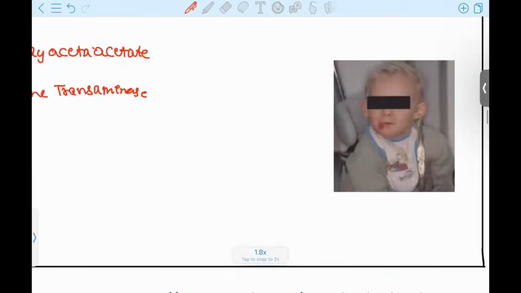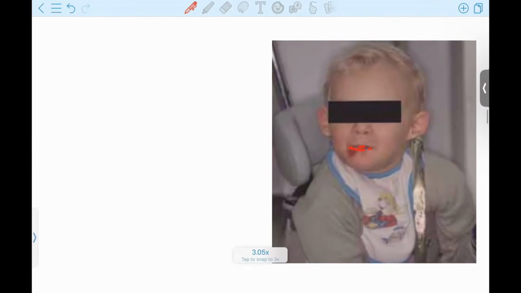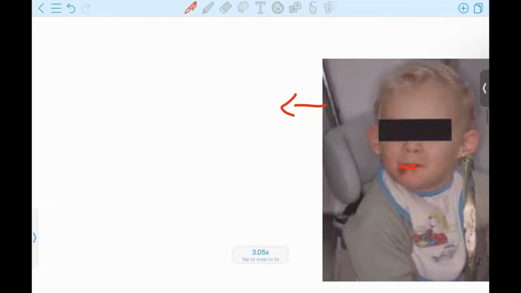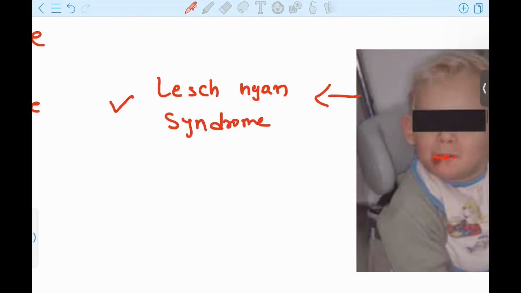And in the classic picture here, you can see the patient having lip biting, self-mutilation, mental retardation, and high uric acid levels. You might have already guessed this disease. This is Lesch-Nyhan syndrome. What is this syndrome, guys? Lesch-Nyhan syndrome is a commonly asked question in the past 2-3 papers. Lesch-Nyhan disease is due to deficiency of the HGPRT enzyme.